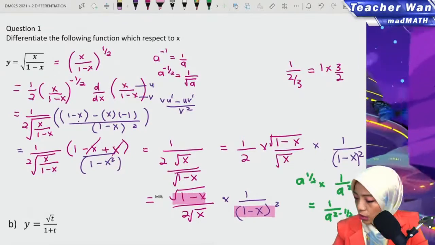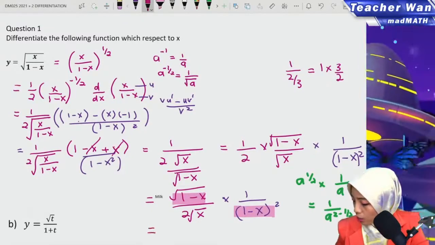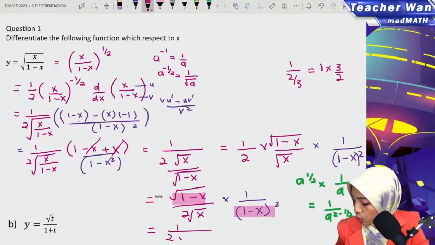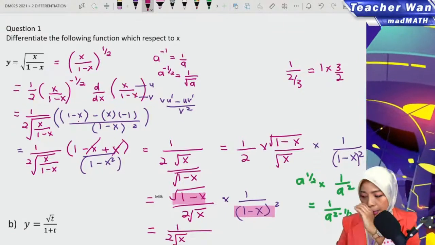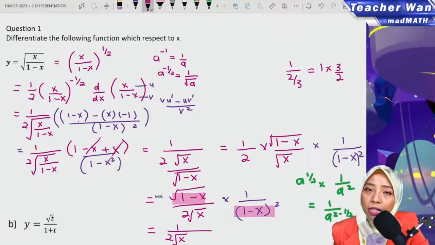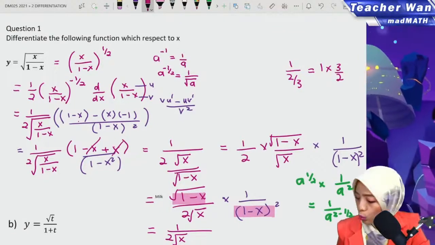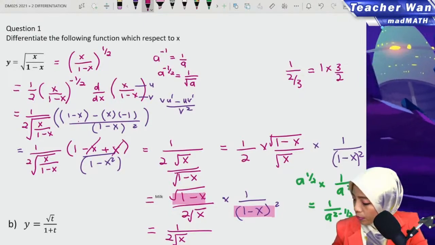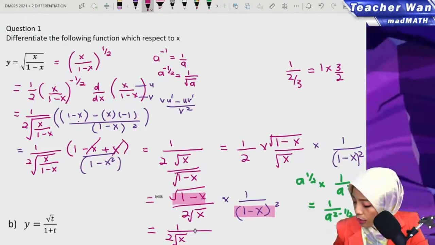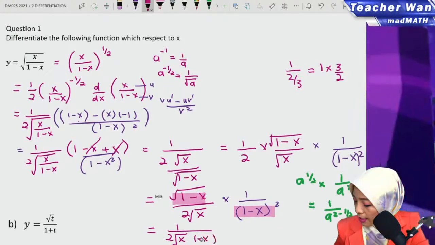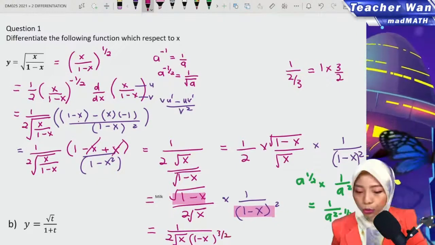Then we do the answer. 1 over 2 root x. So 2 minus 1, so basically 2 minus 2 over 2. So we get 4 minus 1, so 3 over 2. 1 minus x, 3 over 2.